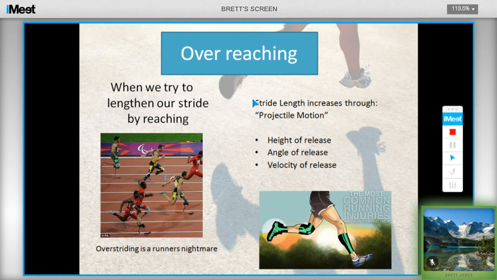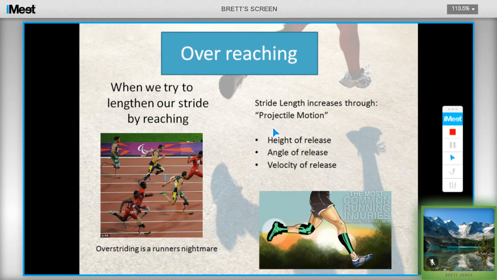And the key thing to teach people and to change in their thinking is about projectile motion. So once we leave the ground at toe off and we travel into the air in the flight phase of running, we are a projectile in motion. And the things that influence us there are the height of release, so the height that we achieve at toe off through our pelvis and hips, the angle of our release, and the velocity of our release.